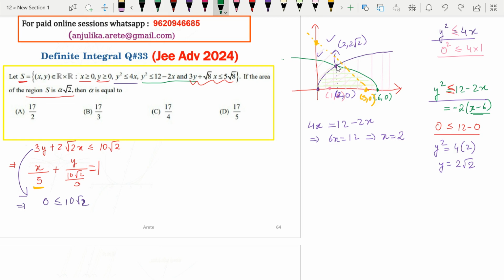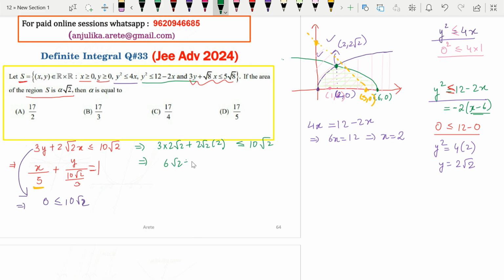Now we have to check whether the intersection point which we had earlier is lying in this triangular region or not. Let's check that point. I'm going to insert here: my y coordinate is 2 root 2 plus 2 root 2, and x coordinate is 2. Is it less than or equal to 10 root 2? If yes, then it is lying in the region.